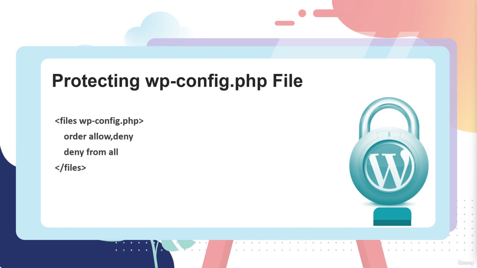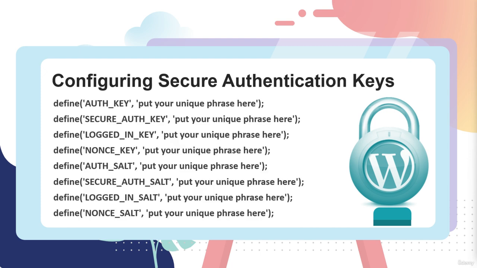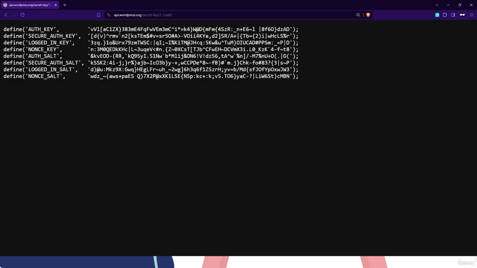Now, protecting the wp-config.php file: again we have to add a rule in the .htaccess file to restrict access via the web browser. Now for configuring secure authentication keys, WordPress uses a set of secret keys for authentication. We know in the wp-config.php file, you can generate strong unique keys with the WordPress secret keys service. You can use api.wordpress.org/secret-key/1.1/salt, where you can see defined AUTH_KEY, SECURE_AUTH_KEY, LOGGED_IN_KEY, NONCE_KEY, AUTH_SALT, and so on. You can just copy and paste them into the wp-config file.